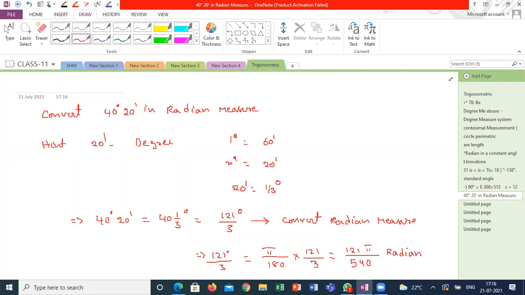So whenever they are giving minutes and seconds, first convert into degrees. After that, you have to convert into radians. Shall we go for one more question? Yes, sir.